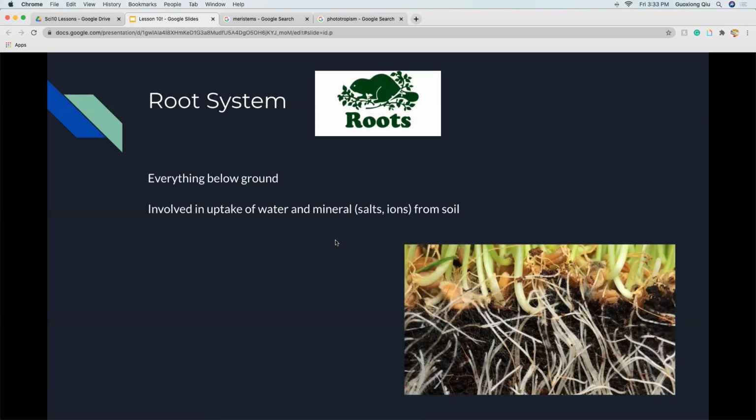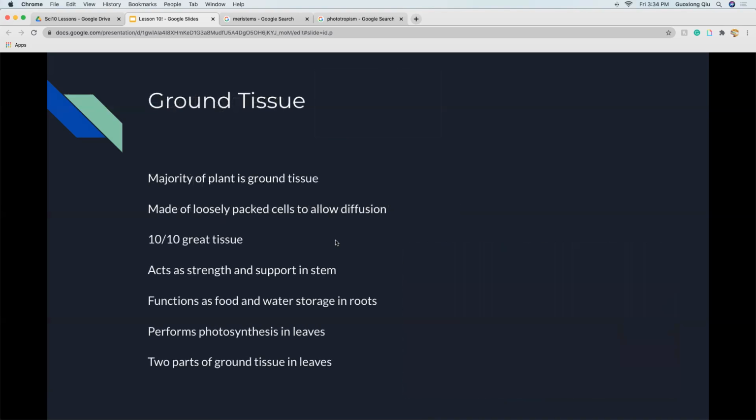I will move on. Next up, how did I organize this presentation? The heck? Here is a type of plant tissue, ground tissue. The ground tissue makes up the majority of the plant. It contains loosely packed cells to allow diffusion, which I mentioned before in the shoot system. It's for gas exchange. It's a great tissue, very helpful, very important tissue. That's what I'm trying to say here.